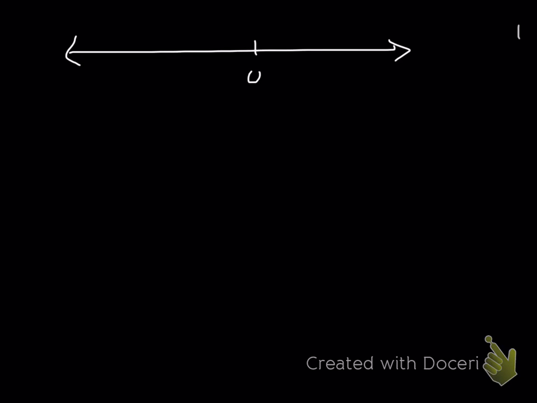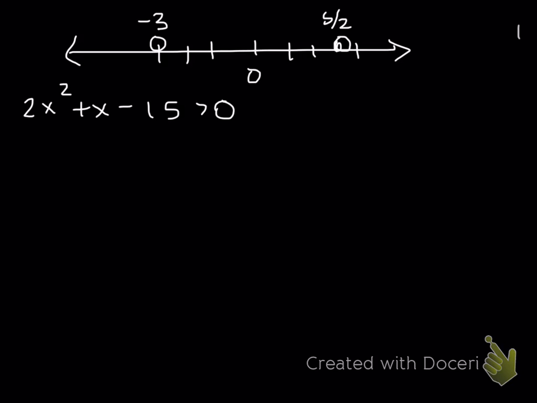Okay, so here's a 0. 1, 2, 3. Here's our 5/2, and we have a negative 3. So notice I'm going to be using open dots here. The reason we use open dots is this is where the function is equal to 0. Notice that statement said 2x squared plus x minus 15 is greater than 0. So if I were to plug in negative 3, I would get 0, and 0 is not greater than 0. So that's why we're using open dots for both of these statements.